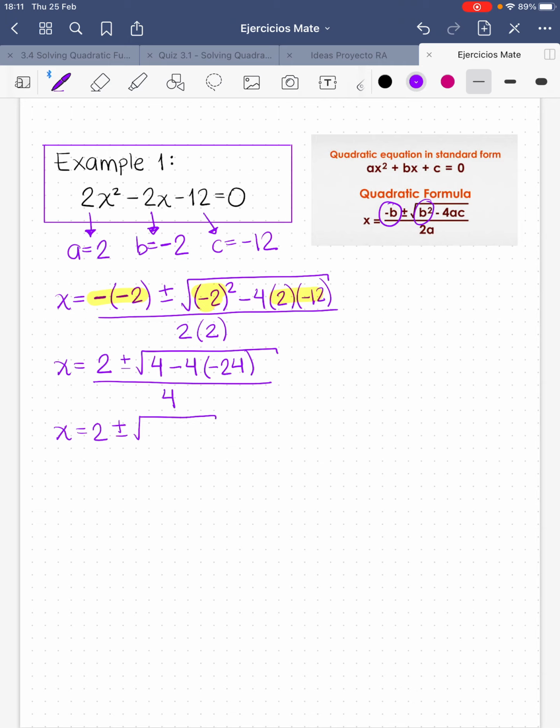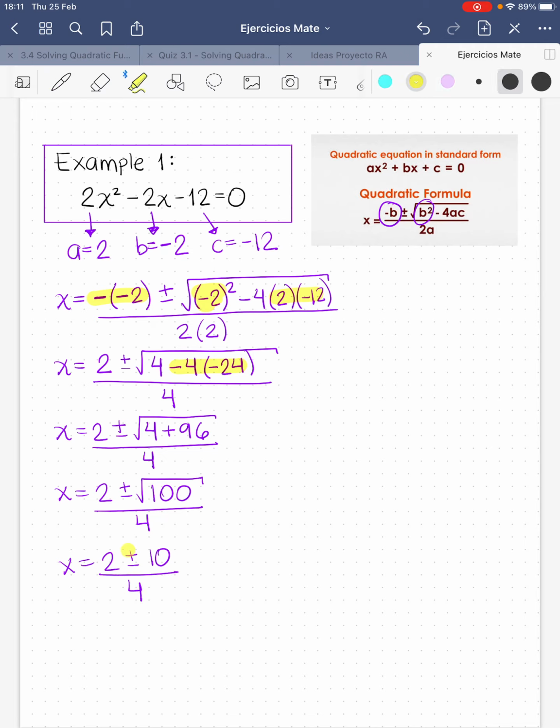And then again, we keep on working on this. Plus and minus, inside the square root, you have 4. Then we're multiplying negative 4 and negative 24. So 4 times 4, negative times negative, sorry, is positive. This is positive 96 here, and then divided by 4. So x equals 2 plus minus the square root of 4 plus 96, that's 100 here, divided by 4. So the square root of 100 is 10 divided by 4.